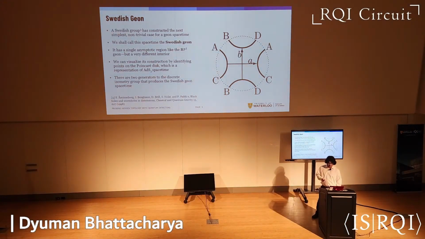Now, a Swedish group has constructed the next simplest non-trivial case for a geon spacetime, and we shall call this the Swedish geon. It has a single asymptotic region like the RP2 geon, but a very different interior. You can picture its construction by identifying points on the Poincaré disk, which is a representation of anti-de Sitter spacetime. And crucially, there are two generators to the discrete isometry group that produces the Swedish geon spacetime, which complicates matters numerically relative to the RP2 geon, as we shall see.